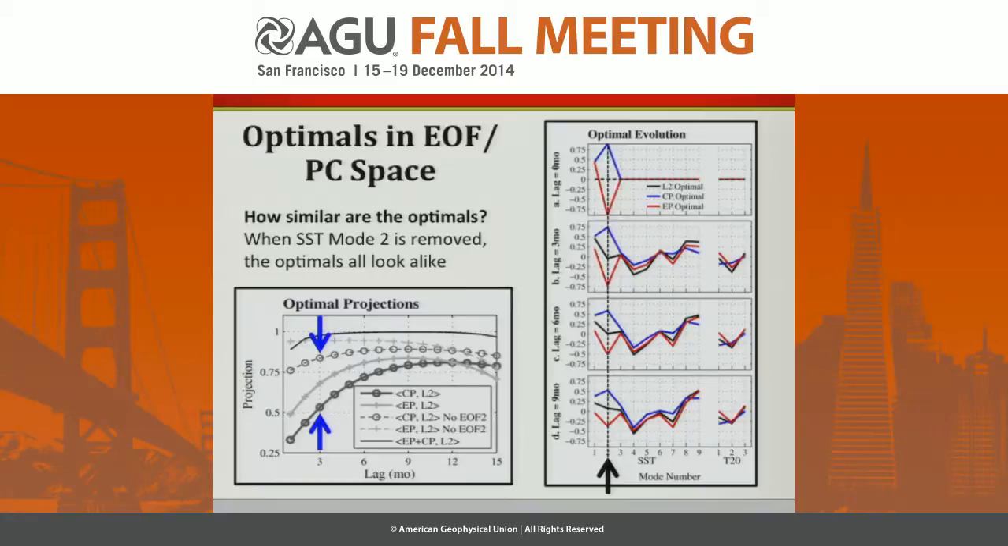And in fact, if we just take an average of the East Pacific and the Central Pacific optimal structures and project that onto the L2 optimal, we end up with almost exactly recovering the L2 optimal, which tells us that our standard L2 optimal can be well expressed as a linear combination of the optimal conditions that lead to a Central Pacific and an East Pacific event.